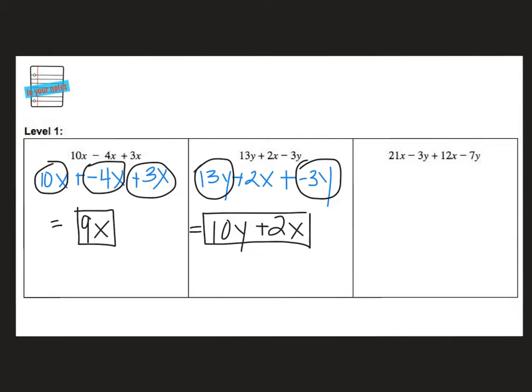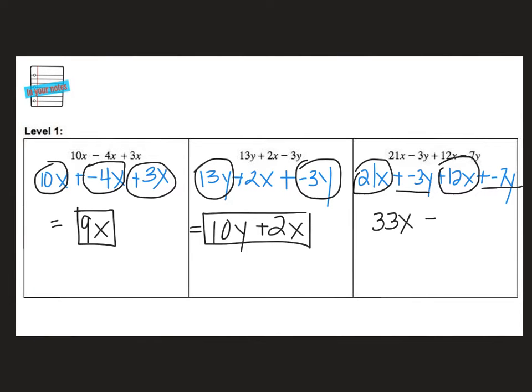Okay, next one, again, let's go ahead and make any minuses plus negative. So we'll have plus negative 3y plus 12x plus negative 7y. So our like terms here, we'll start with our x's. 21x plus 12x's gives me 33x's. Next we have a negative 3y plus a negative 7y, which gives us negative 10y. Can't combine any further because x and y are not the same variable.